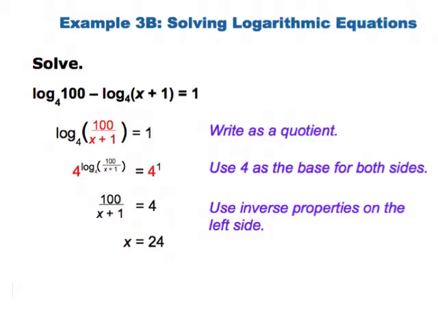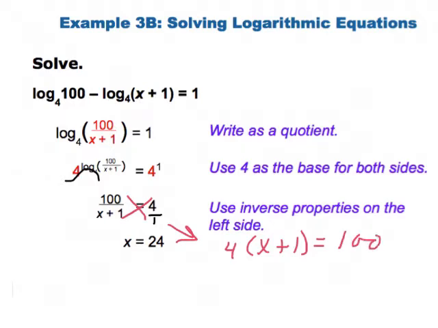Now, what's going to happen? Well, right here, this is going to log out, and you're left with, over here, 100 over x plus 1 equals 4. Now, you're going to solve this. Remember, this is a proportion. So we want to cross multiply. And when you cross multiply, let me come right over here and finish this out. You're going to get 4 times the quantity x plus 1 equals 100.